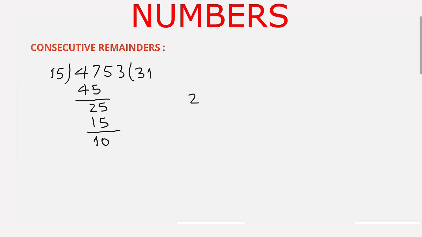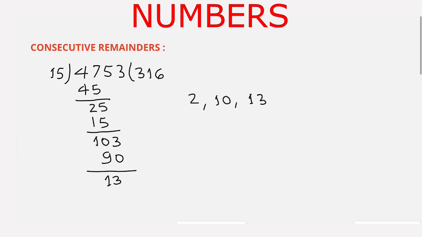I am writing this 10 again here by the side of 2. We carry 3 from above. 15 times 6 is 90. The remainder is 13. Now this is the final remainder. I write 13 again here.